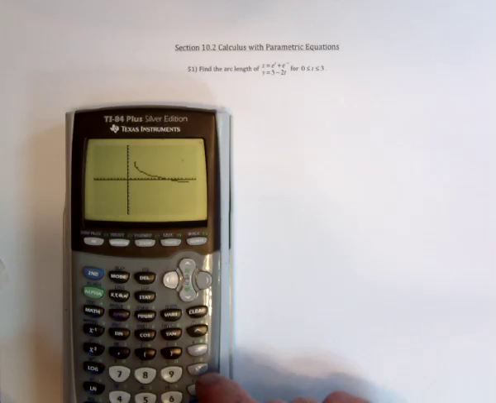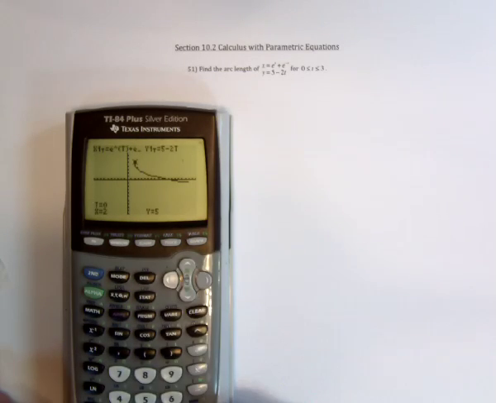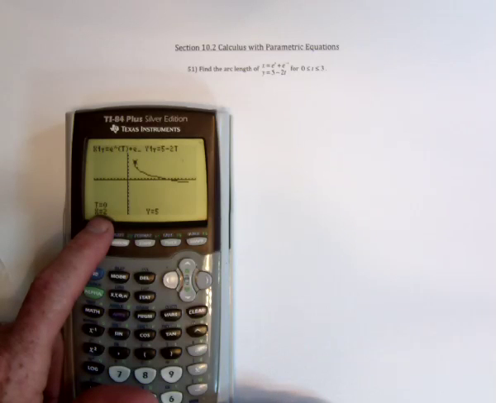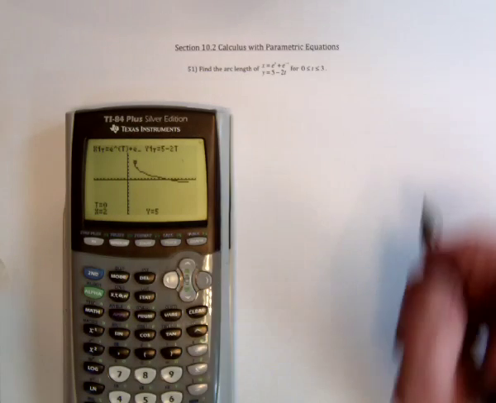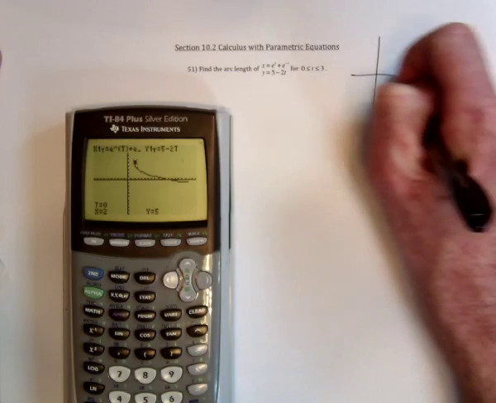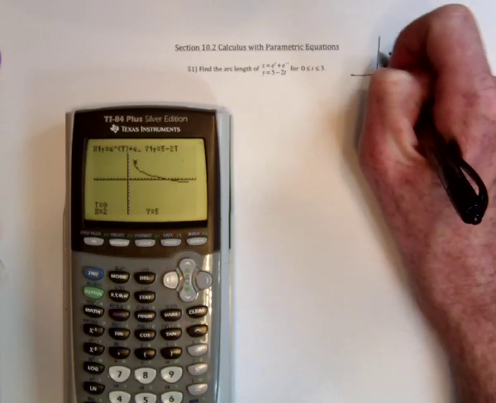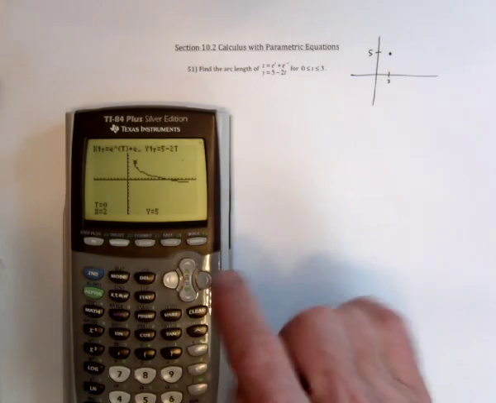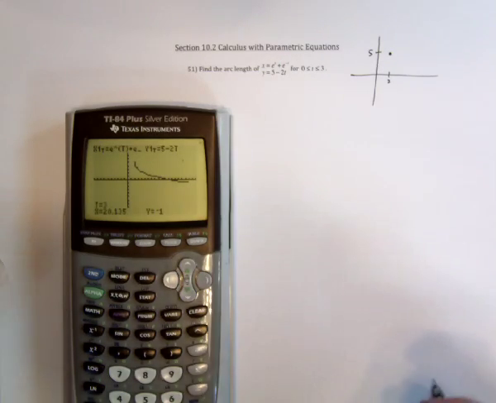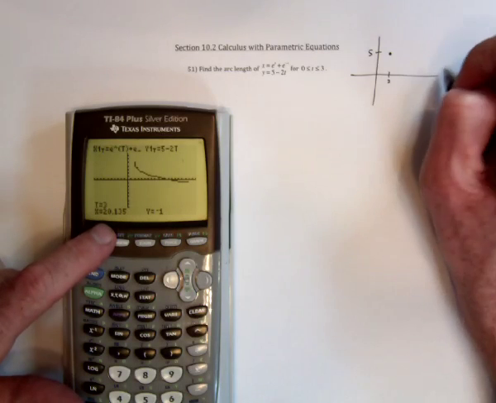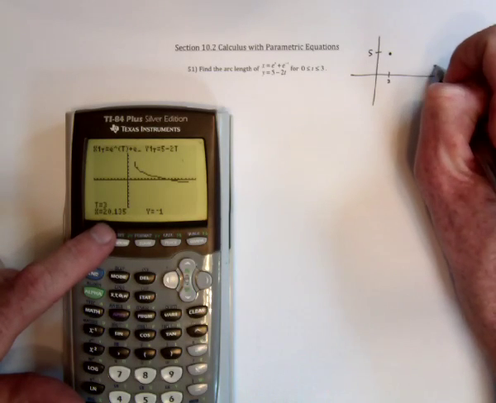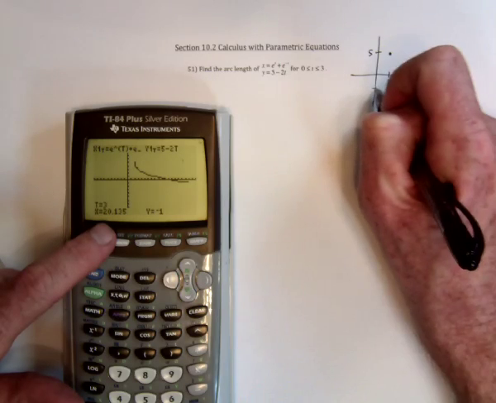Okay, so now we need to find the length of that thing. So let's see. Trace at 0, it is at x equals 2. What I would like to be able to do is estimate what the answer is going to be. So this is at 2, 5. And by the end, it's at approximately 20, negative 1.